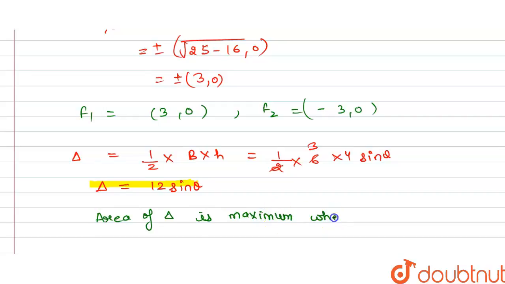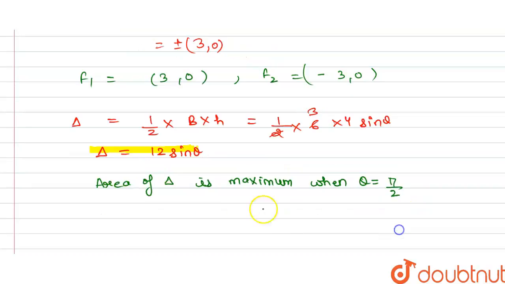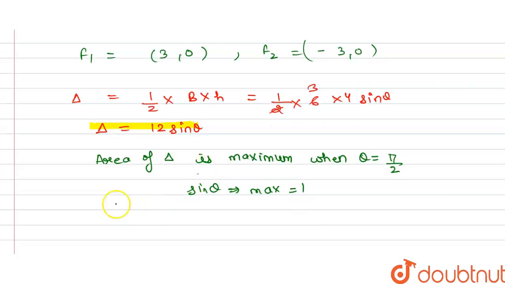theta is pi by 2, as the maximum value of sin theta is 1. So we get theta equal to pi by 2, and the area of the triangle is 12 sin pi by 2, so this will be 12. So from here, this is the maximum. So we get that the area of the triangle is maximum when theta is pi by 2.